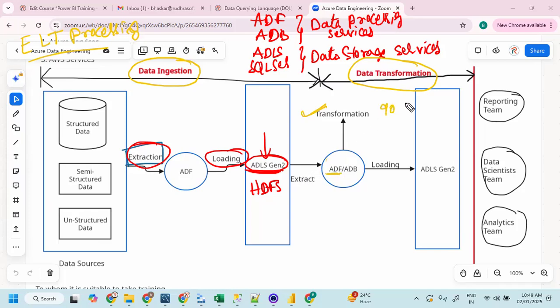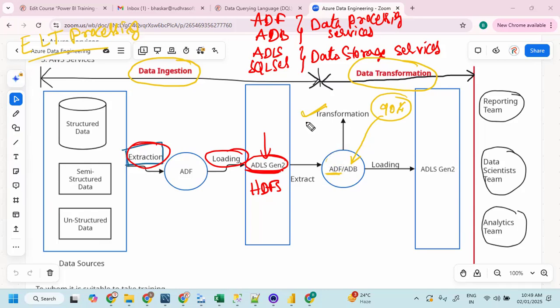But 90% of the market has not adopted ADF to do the transformation. 90% of the market has adopted ADB. Because of that, if you go for data engineering interviews, they're going to ask whether you have experience with PySpark, or whether you have experience with Databricks. In my experience, I used only Databricks to transform the data. We can do the transformation with ADF also, but it is not mature for transformation yet. So we need to wait.